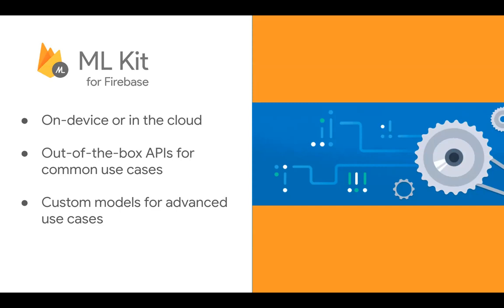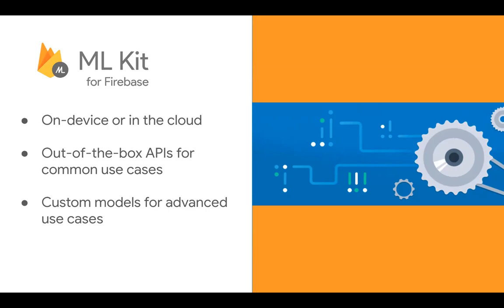The Firebase ML Kit allows mobile developers to enhance the app's user experience by applying machine learning models to better serve those users. By providing both cloud-based and device-based pre-trained models for common mobile use cases, ML Kit allows developers without machine learning expertise to add complex features to their apps.